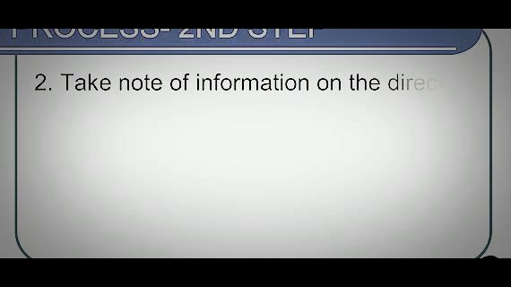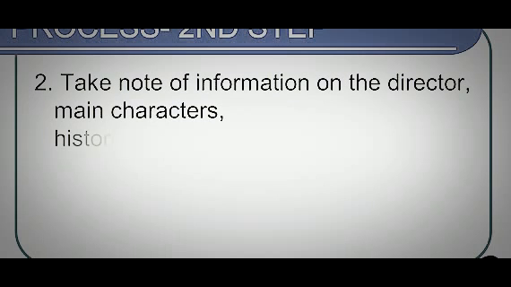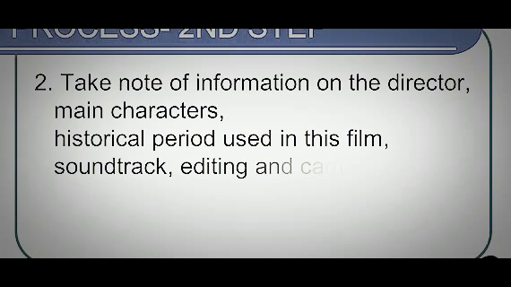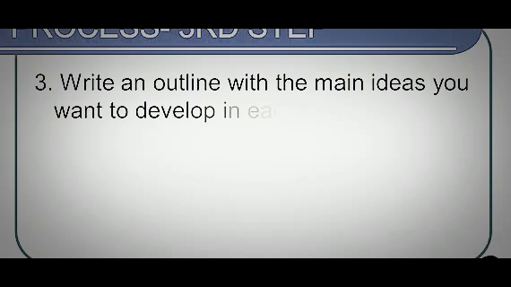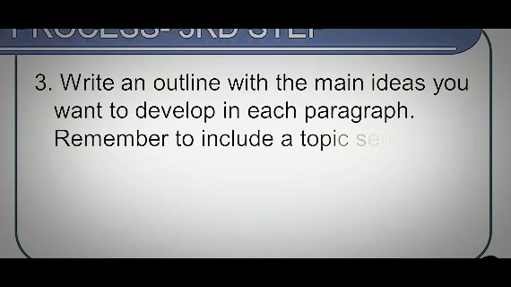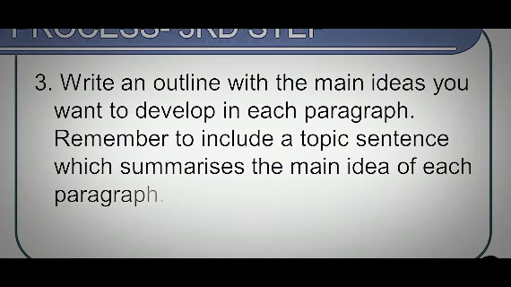The second step that you may follow is to take note of information on the director, main characters, historical period used in this film, soundtrack, editing, and camera work. The third step would consist of writing an outline with the main ideas you want to develop in each paragraph. Remember to include a topic sentence which summarizes the main idea of each paragraph.